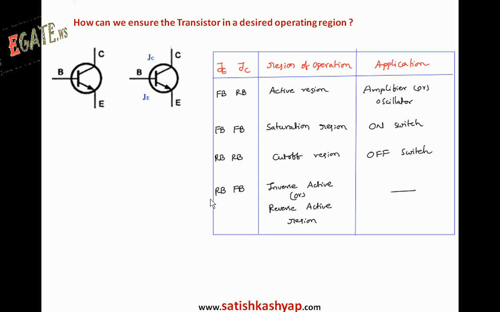Now, active region means emitter base junction forward bias and collector base junction reverse bias. If you make a transistor's emitter base junction forward bias and collector base junction reverse bias, by that time we can confidently say that the BJT, that is the transistor, is in the active region.